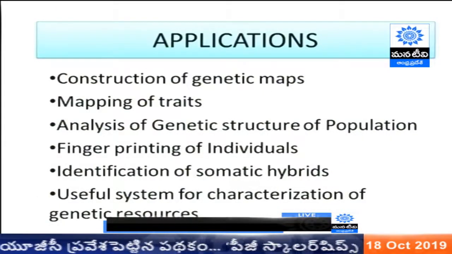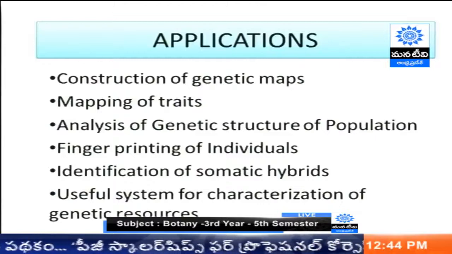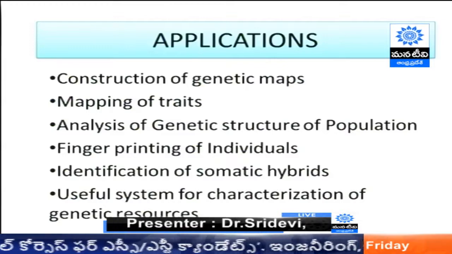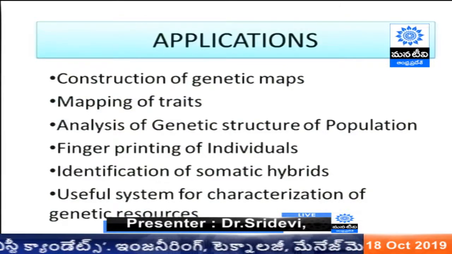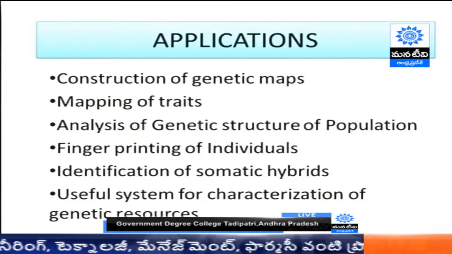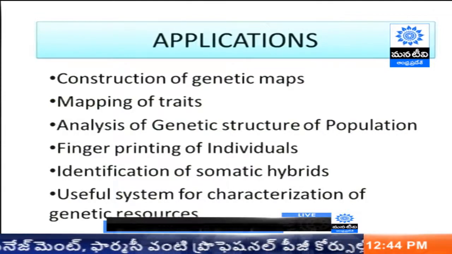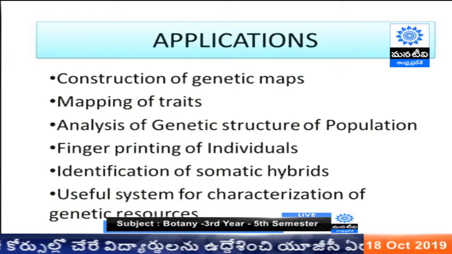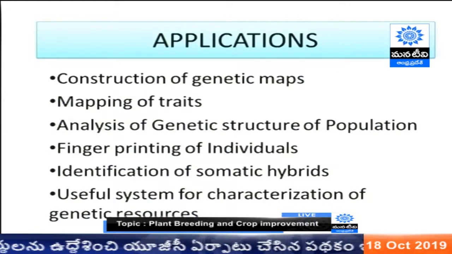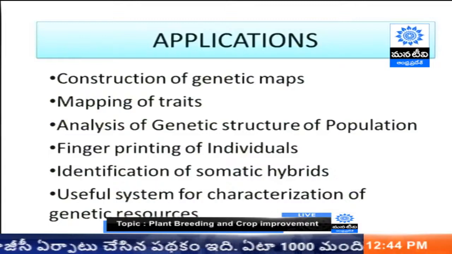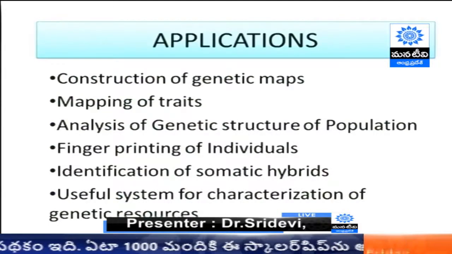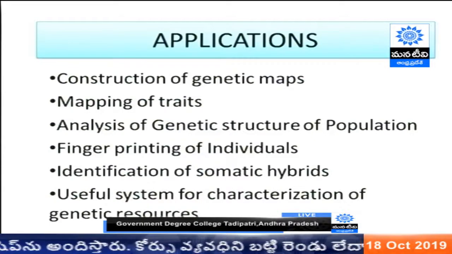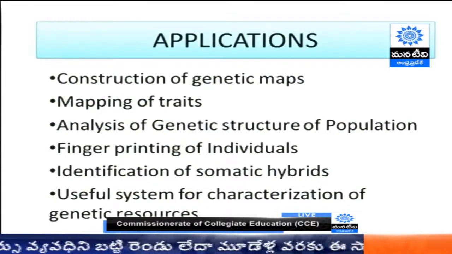Like RFLP, RAPD also possesses the same steps, that is isolation of the DNA, cutting of the DNA, and separation of the DNA on the agarose gel, but there is no transfer of the fragments; they are stained with ethidium bromide. Ethidium bromide is a dye by which the RAPD amplified products are visualized under UV light. In RFLP we are transferring to nitrocellulose paper, here we are visualizing under UV light.